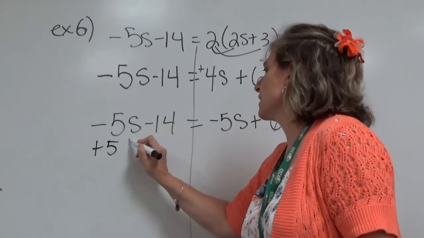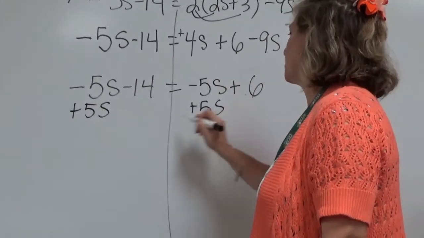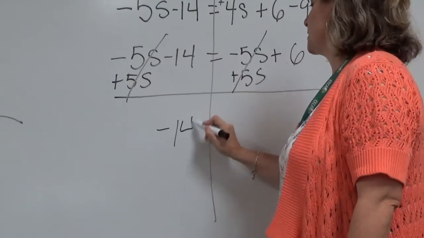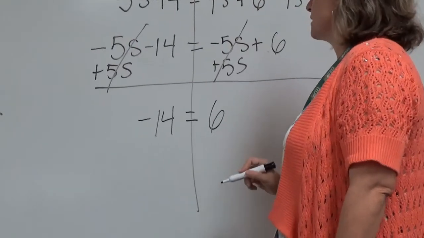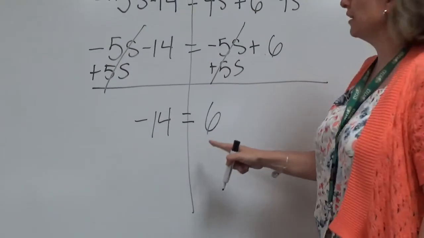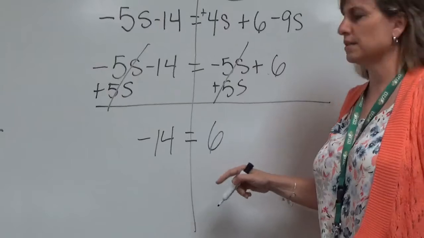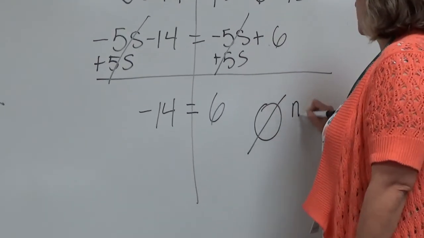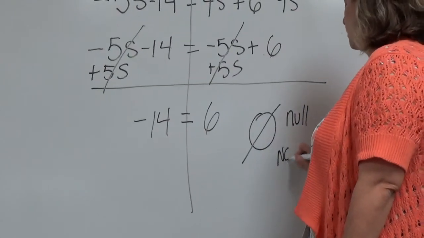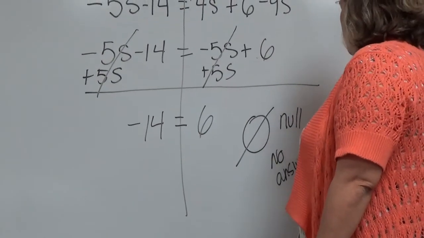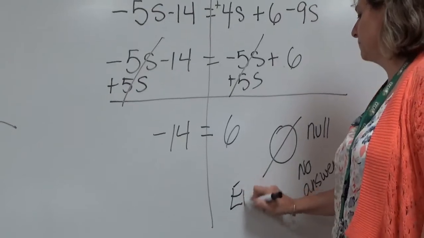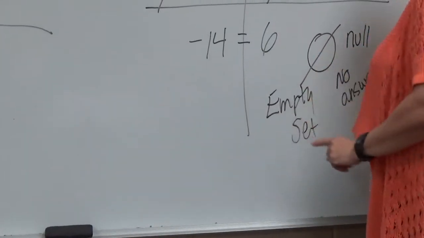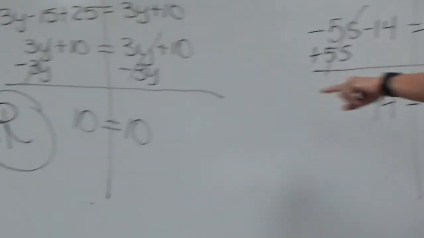I want to get my s's together, but I'm going to have a problem, as you can see. When I add 5s to both sides, I get negative 14 equals positive 6. That is never true. Negative 14 is never going to equal positive 6. The answer to this one is empty set. This means null, no answers, okay? The way you would write that is empty set. Empty set. Write that down because you need to know the difference between empty set and all real numbers.